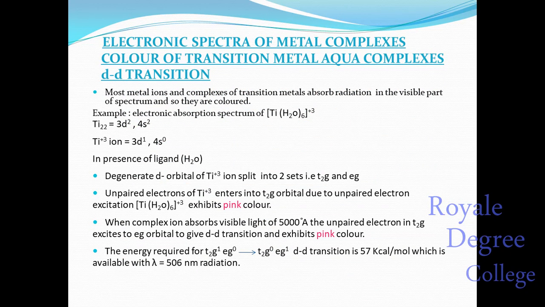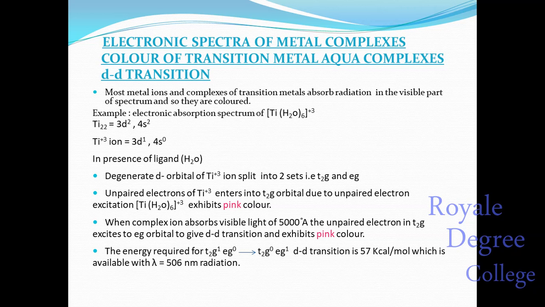Now we are talking about electronic spectra of metal complexes, color of transition metal aqua complexes, d-d transition. In this, most metal ions and complexes of transition metals absorb radiation. Where are they going to absorb the radiation? In the visible part of the spectrum. And so they are colored.